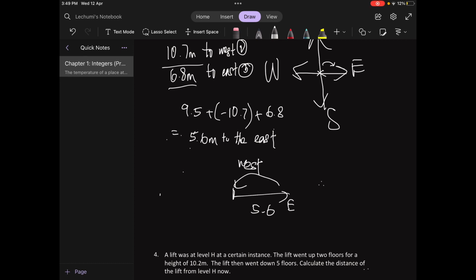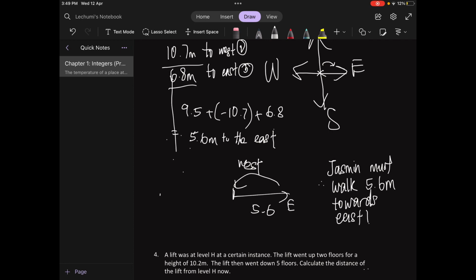So the answer will be: Jasmine must walk 5.6 meters towards west. That's all, and that's it. So question 3 is done.